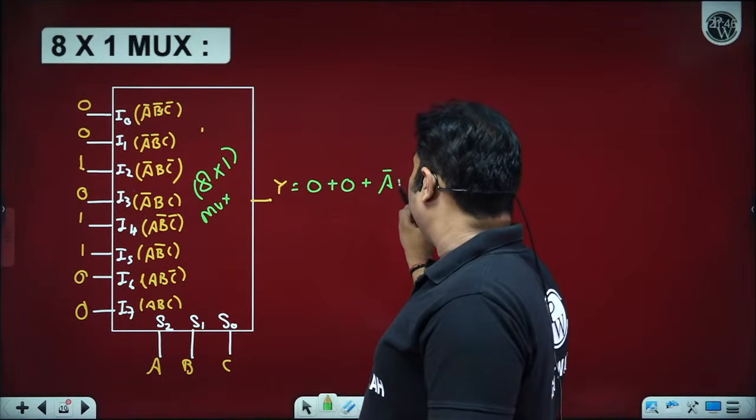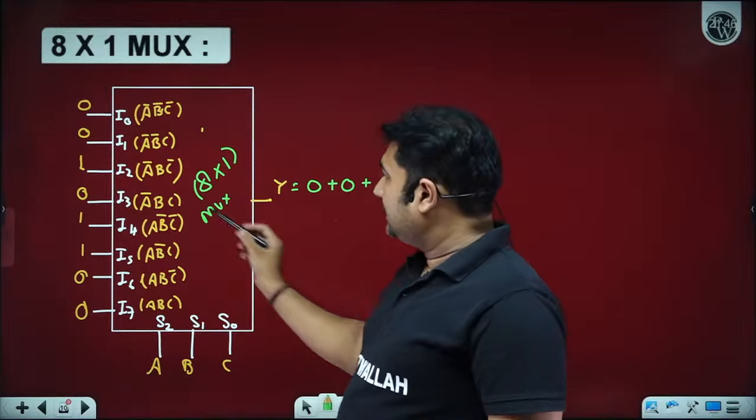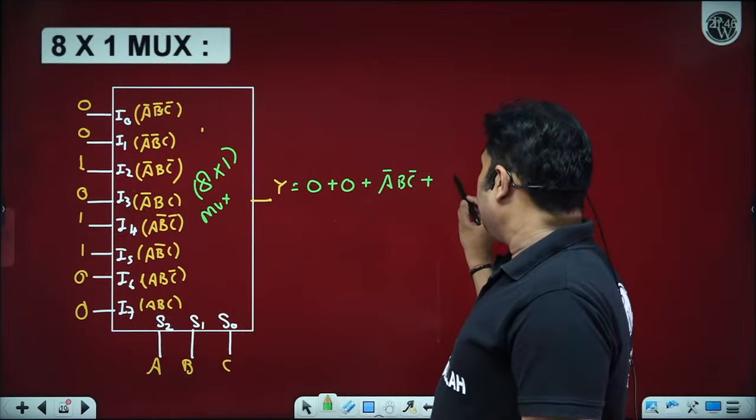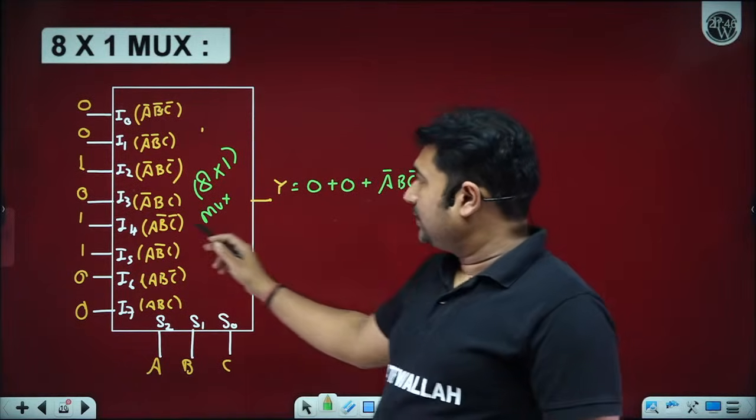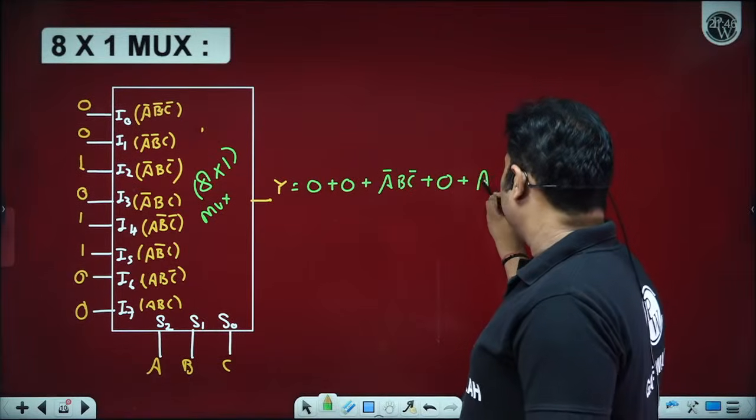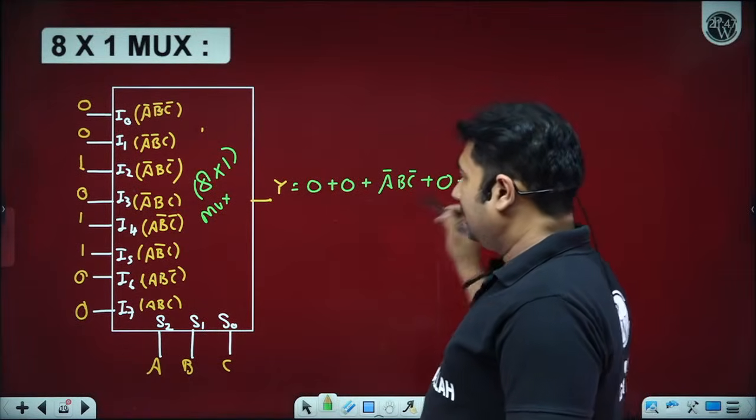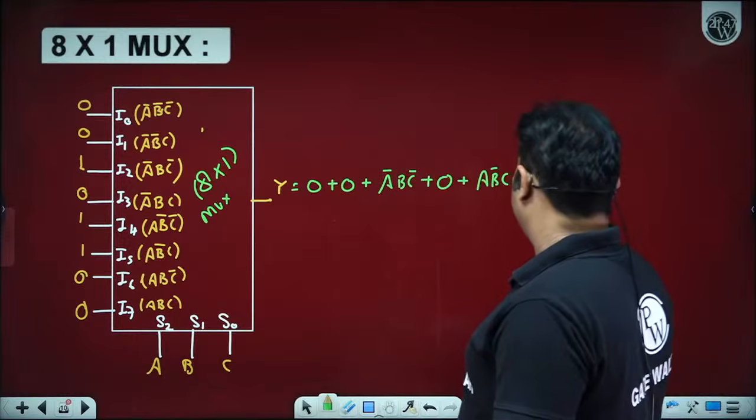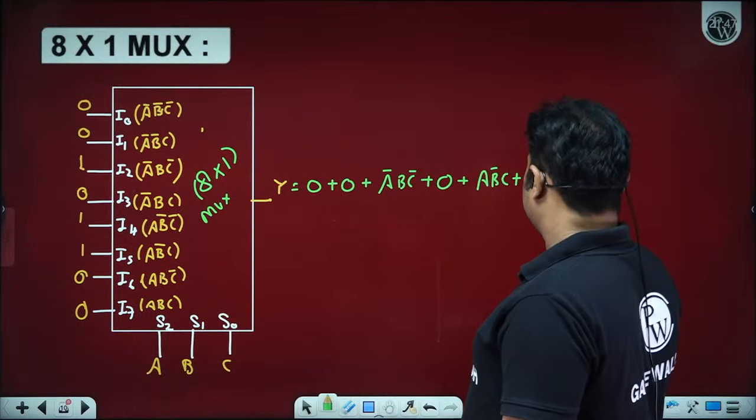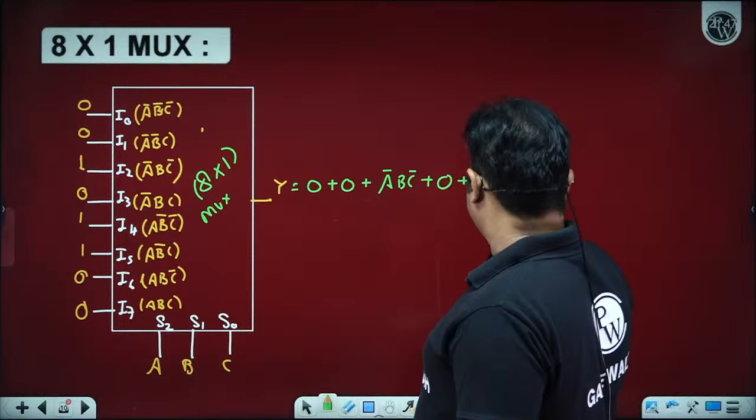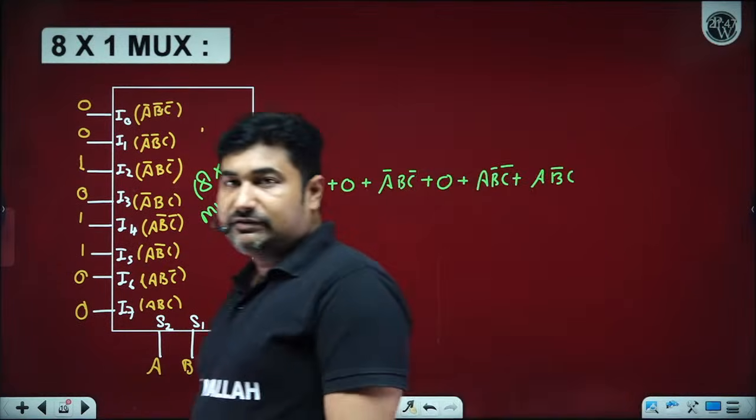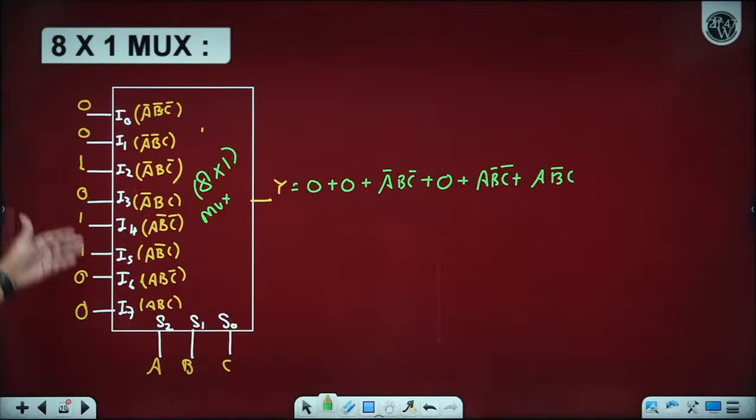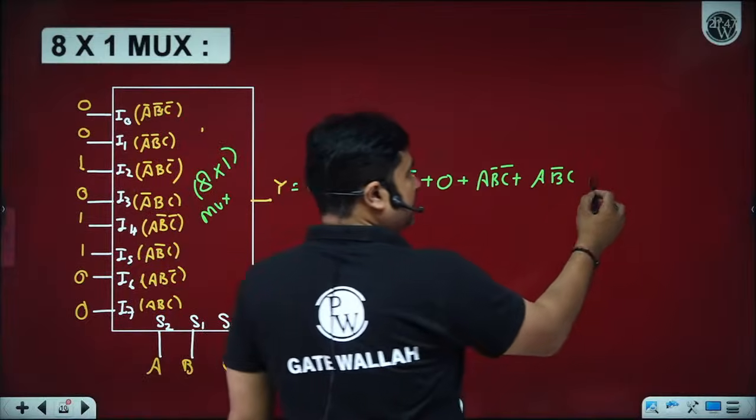So we will get A bar, B, C bar plus this will be multiplied with 0. I3 pin, so we will get 0. On I4 pin, we have 1. So A, B bar, C plus I5 pin, we are getting 1. A, B bar, C bar for I4 pin and A, B bar, C for I5 pin. Rest 0, 0. So we'll get 0 plus 0.